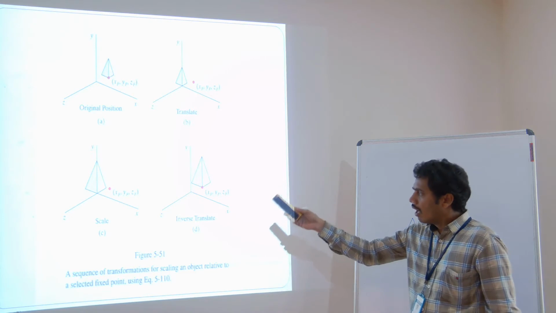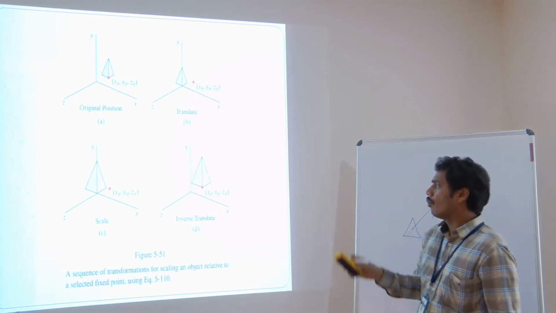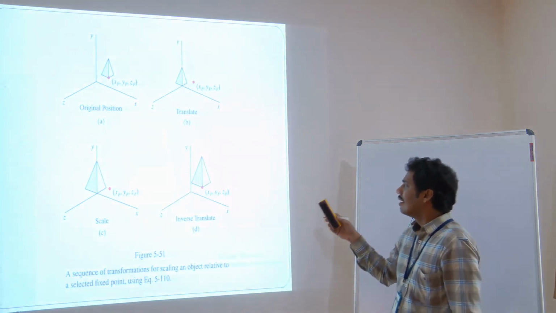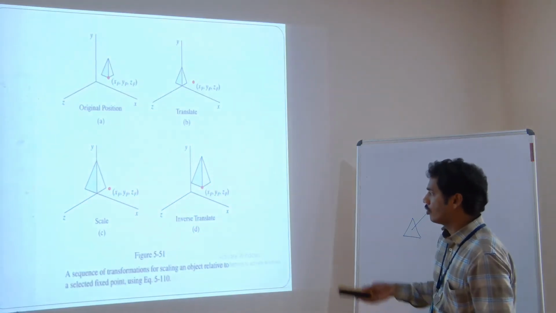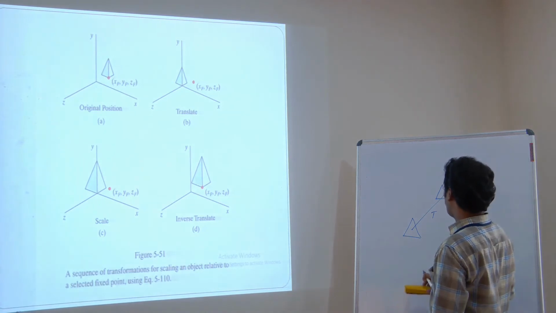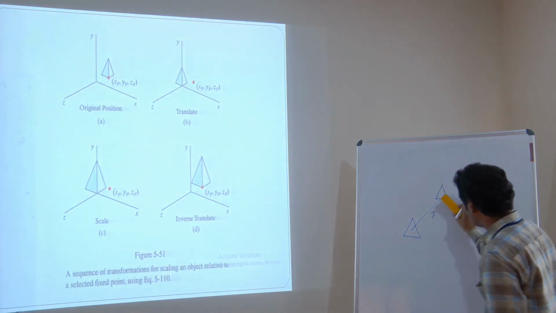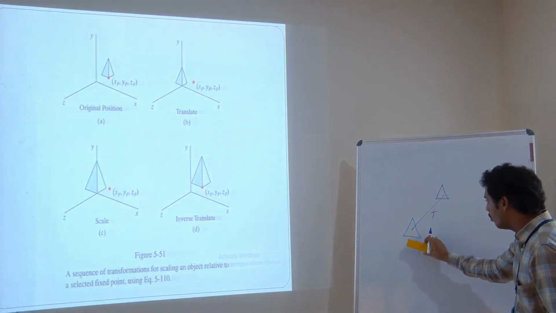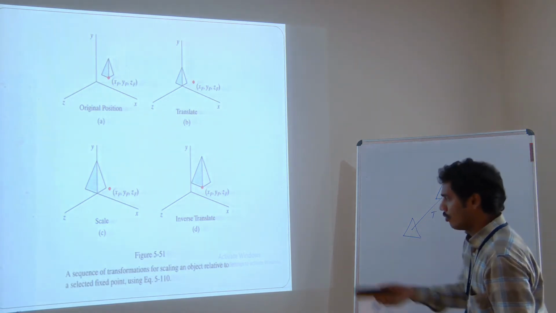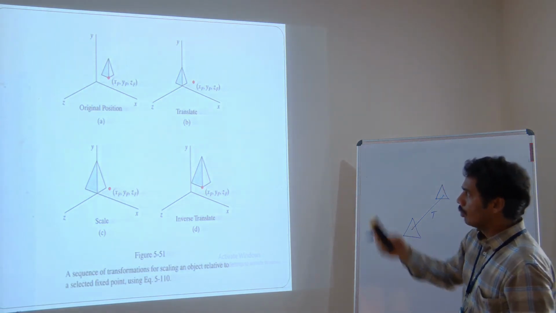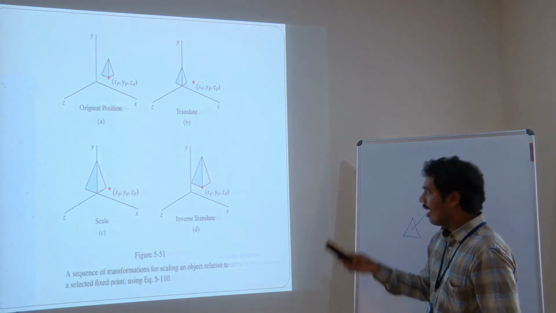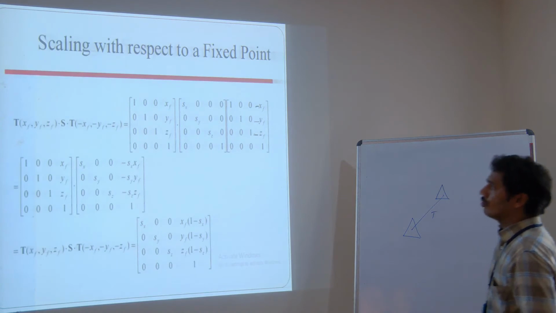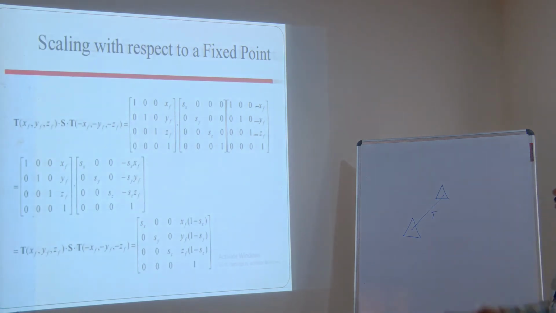Now after scaling, what am I doing? I want to retranslate the object from that position to the original position. That's called an inverse translation. So I am once again moving the object to the original position. So I observe that the original position, and I do the translation, then the scaling, and then the inverse translation. Now consider scaling with respect to a fixed point.